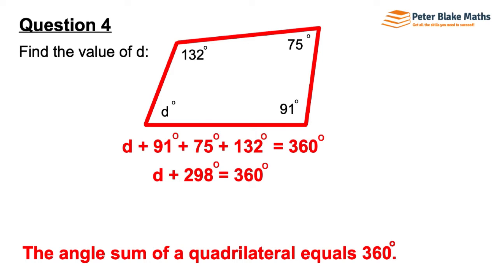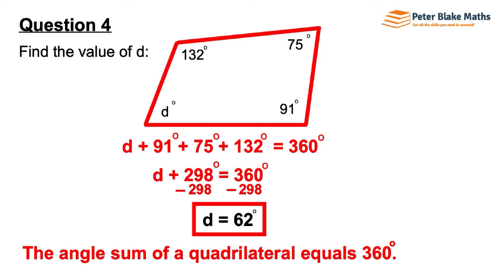And to work backwards to get d on its own here, we'll subtract 298 from both sides. On the left-hand side, a plus and a minus will cancel out there, leaving us with d equals 62 degrees. So we're using that angle sum of a quadrilateral rule to work backwards and find out what the value of d is.